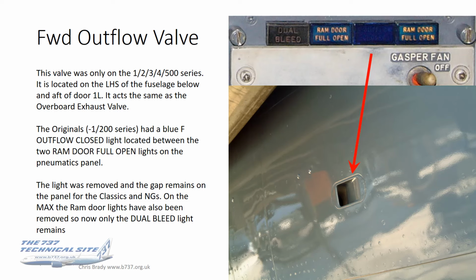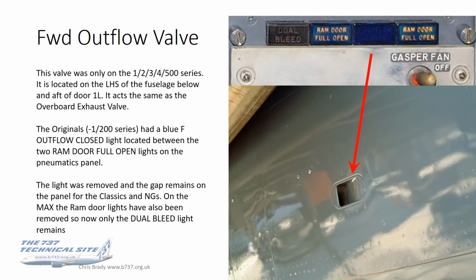The forward outflow valve. Now this was only there on the originals and the classics, and it's located on the left hand side of the fuselage, below and aft of door 1 left. You can just about see in the photograph that thing on the top left of the photo. That is the bottom of the air bridge, up against door 1 left, so you can see where it is now, and it acts the same as the overboard exhaust valve.